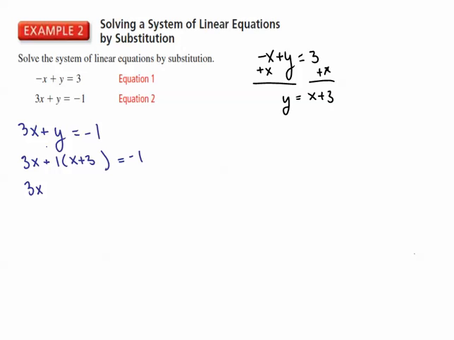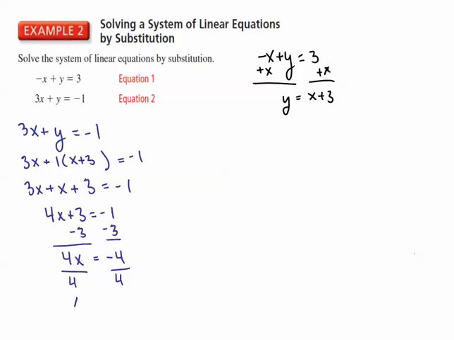When I do, I get 3x. Positive 1 times x is plus x. Positive 1 times positive 3 is plus 3, and that's equal to negative 1. Combining like terms on the left side, I get 4x plus 3 is equal to negative 1. Subtracting 3 from both sides, I get 4x is equal to negative 4. Dividing both sides by 4, I have x is equal to negative 1.